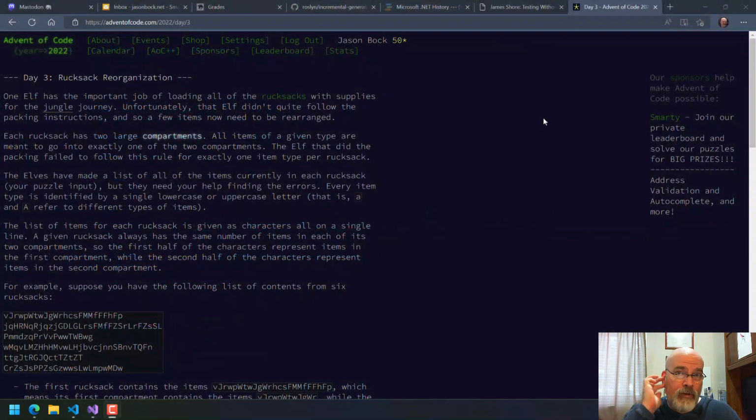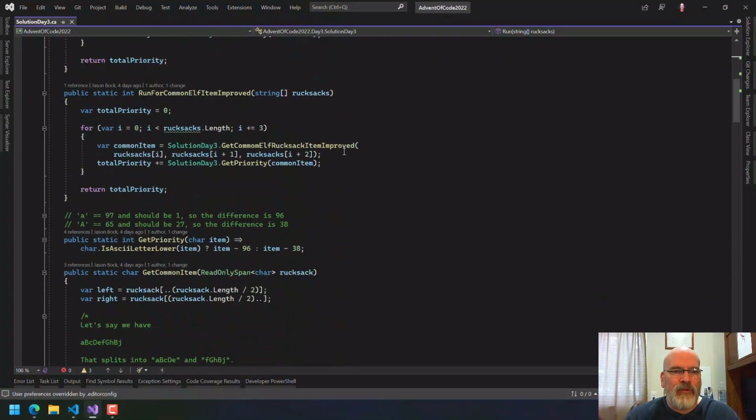Day 3, you're given a whole bunch of what looks like random input, but for the first part, you interpret each line and say, divide it in half, what's the common item in both sides? So what's the common character? The second part is you have to look at a group of 3 and say, what's the common character between all 3?